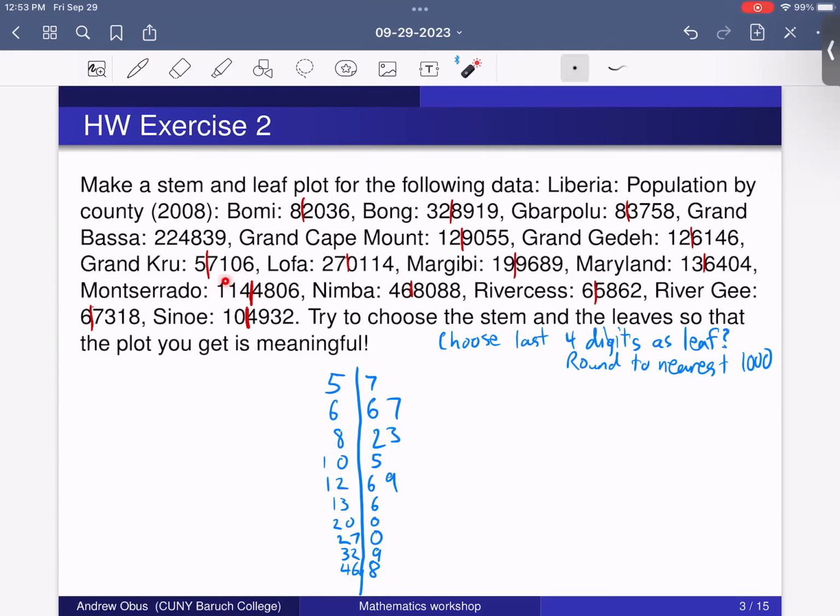And so I would have 1,145,000, but really that's going to be a 114 over here, and it's going to round to a 5 on this side. So we're going to have 114 and then 5. So this is a reason, and I think I got everything right. I didn't miss, oh, I missed Grand Bassa. Okay, oops, I missed Grand Bassa.